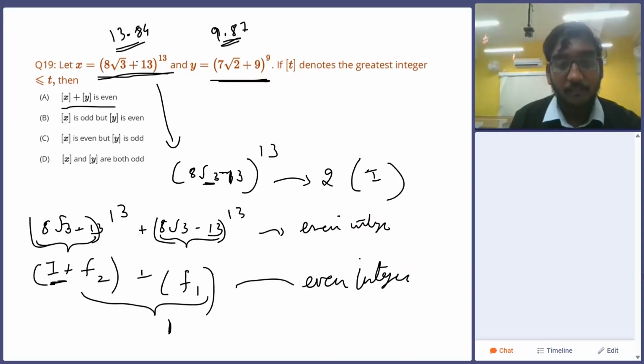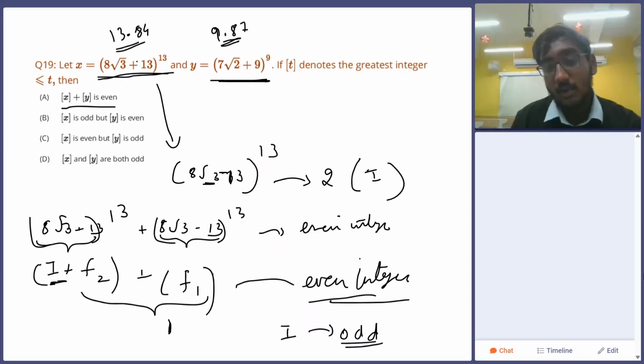That means what will the sum be? I plus f2 plus f1 will be an even integer, right? That means I will be an odd integer. Okay, I will be odd. This is clear. This should be clear.